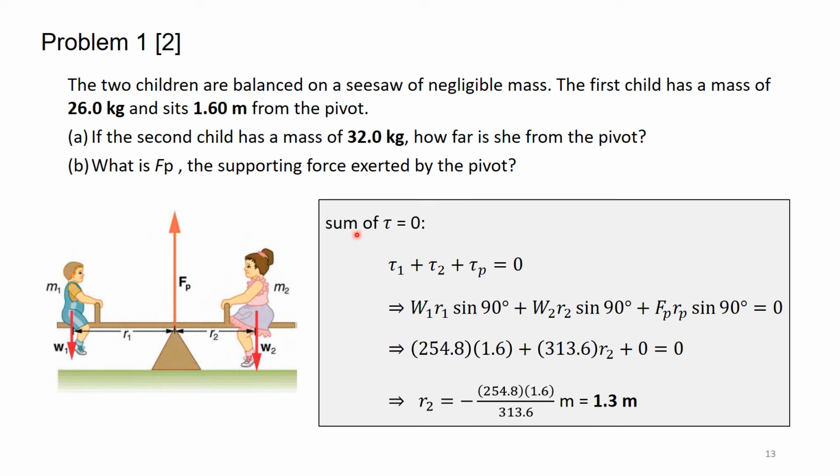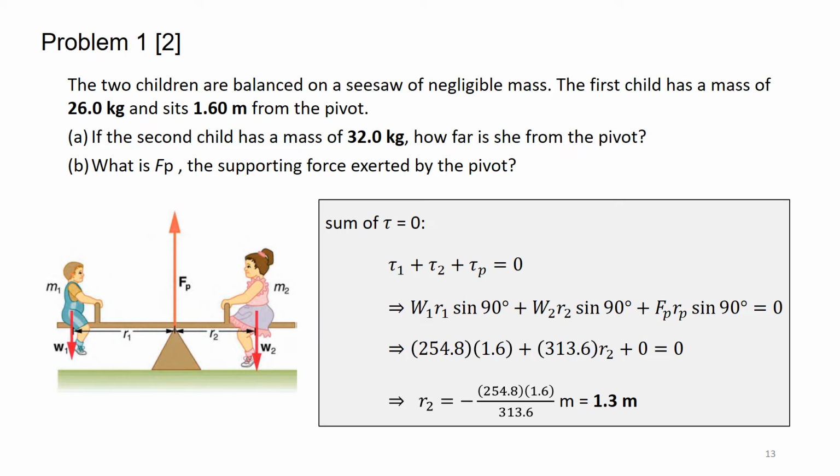Alright, so we do this here. We said the net torque must be 0. So the sum of torques must be 0. And there are three forces, so there can be three torques. Let's call them torque 1, torque 2, and torque P for W1, W2, and FP. So these three forces will generate these three torques.